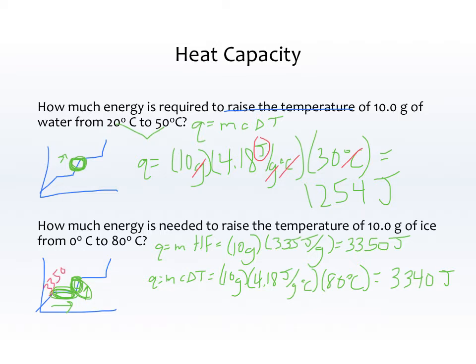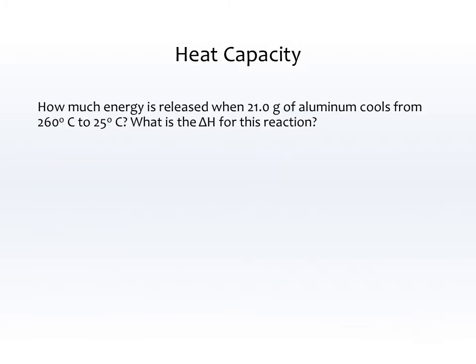3350 to melt it, and then 3340, sorry, that's 3344. Hopefully your calculator caught that and you were waiting for me to catch that. 3344 to heat it. So to find out how much it takes to melt and heat, just add those together. 3350 plus 3344 is 6694 joules.